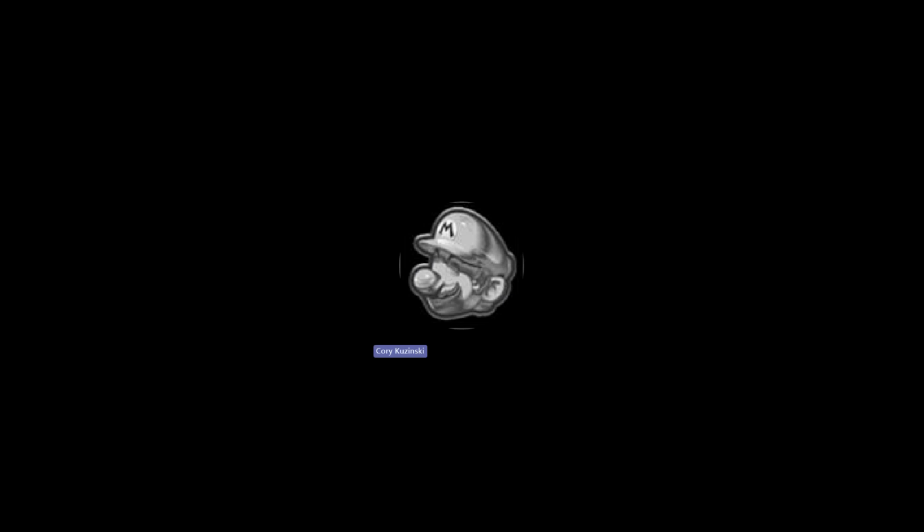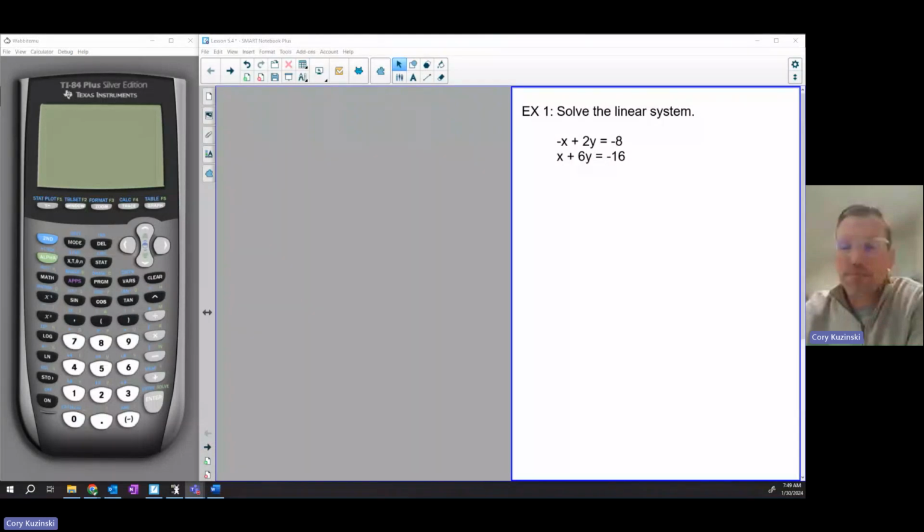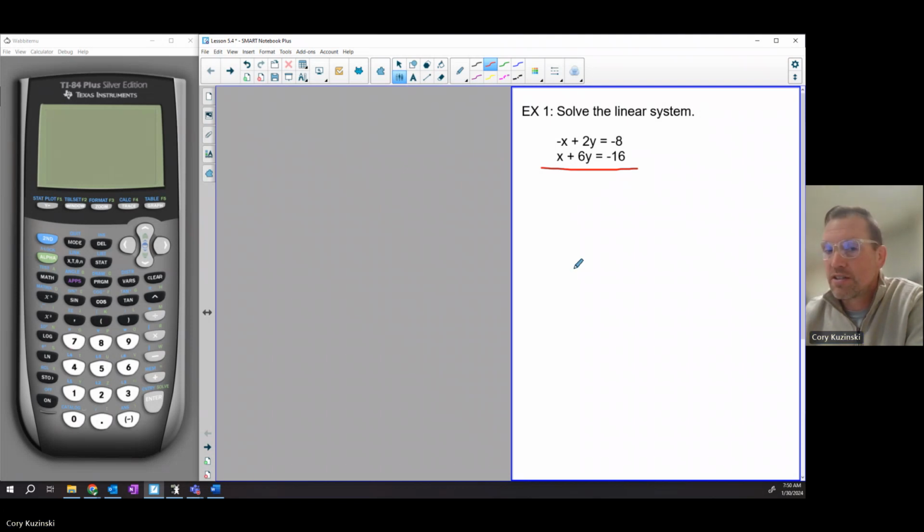We're going to do lesson 5.4 from our textbooks here, which is solving linear systems using elimination, another algebraic method. Okay, so we've got a system like this. Both equations are written in standard form. I'll just get right to it here. Here's the trick. All we got to do in this particular case is add these two equations together.